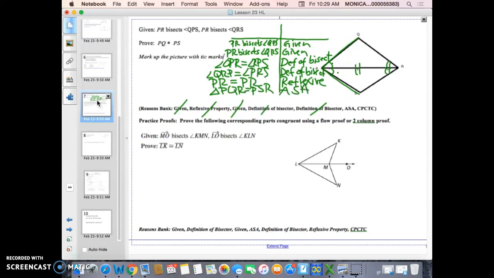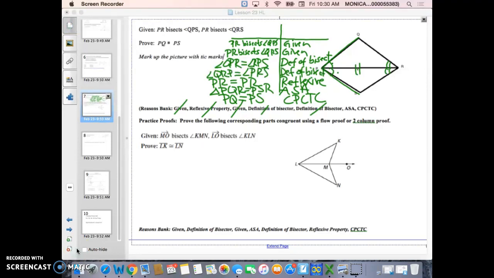Now the last thing I want to do is prove that the two sides are congruent. I can do that because I know that the two triangles are congruent, so I can say that PQ equals PS because of CPCTC: congruent parts of congruent triangles are also congruent. So that would be my proof for this one.